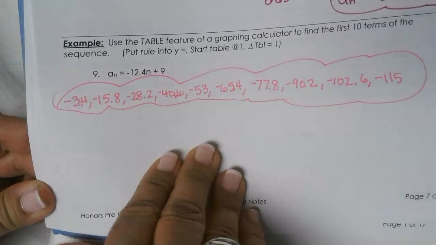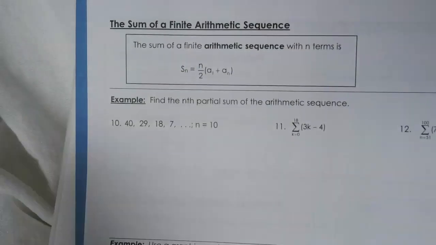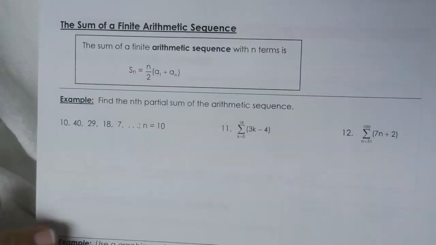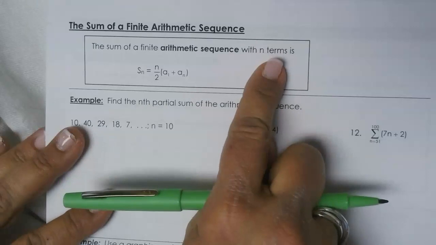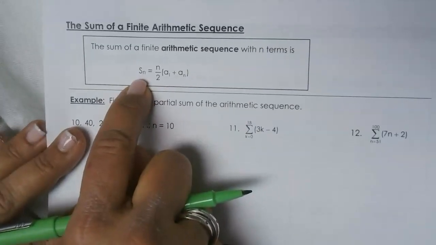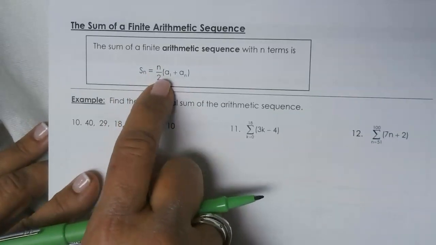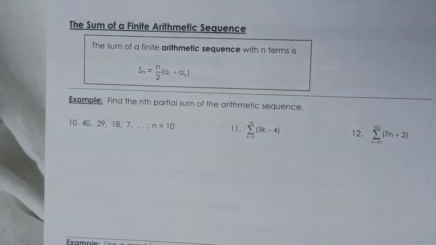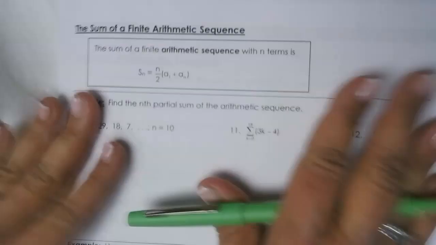The next thing we're going to do is look at the sum of a finite arithmetic sequence. And so if we want to find the sum of an arithmetic sequence with n terms, this is what we can use. It says the sum of a finite arithmetic sequence with n terms is that S sub n equals n over 2 times a sub 1 plus a sub n. Now, what I don't love about this is that if we're not starting with the first term, it's not technically the real a sub 1, okay?